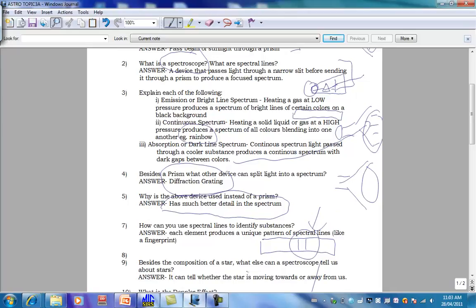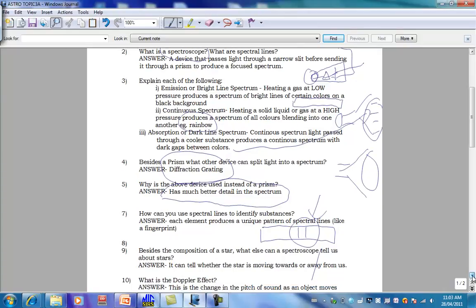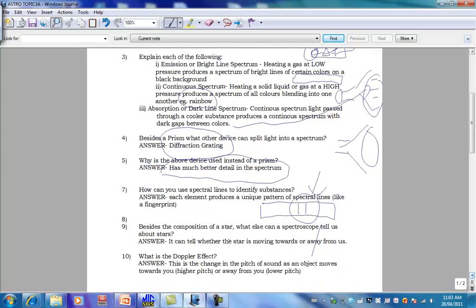Besides the composition of a star, what else can a spectroscope tell us about stars? Spectral analysis can be coupled with something called the Doppler effect, and it can help tell us whether a star is moving toward us or away from us thanks to a Doppler shift. Let's talk more about that in the next question.